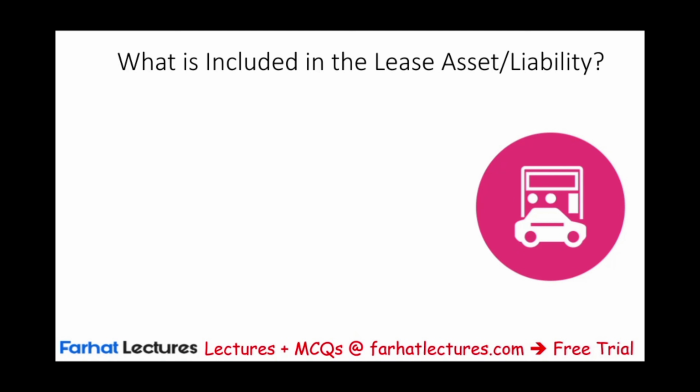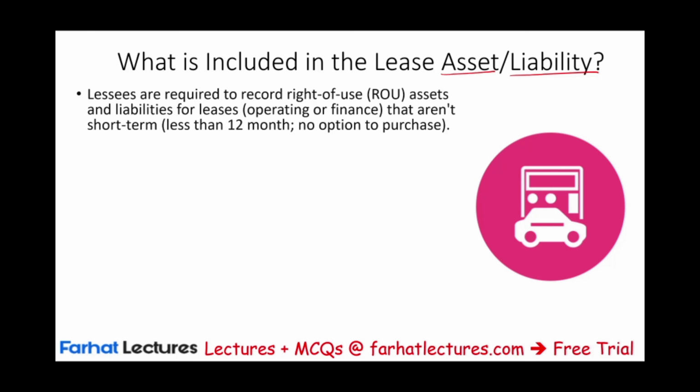Hello and welcome to this session in which we will discuss what is included in the computation of the asset lease and the liability lease. Asset lease is the right of use asset. So what is required by the lessee, by the person who leases the asset? Well, lessees are required to record an asset called right of use asset and a liability for any leases, whether that lease is an operating lease or a finance lease, it doesn't really matter.